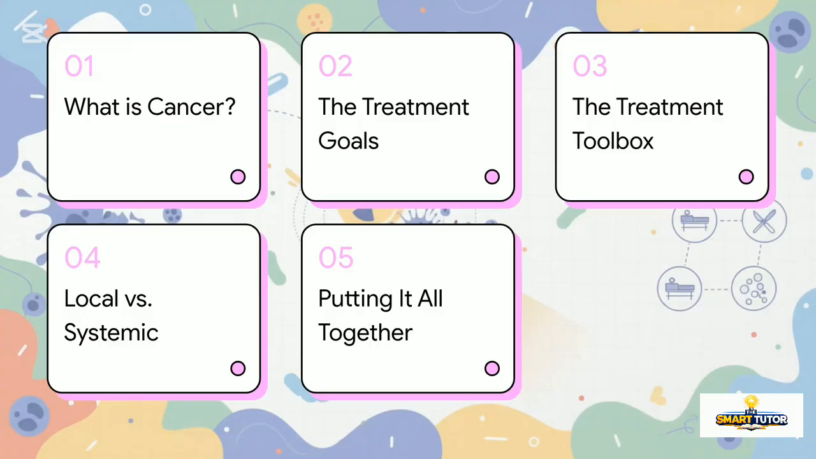So here's our game plan for today. First up, we're going to tackle the big question: what even is cancer? Then we'll look at the 3 different goals of treatment. After that, we'll open up the treatment toolbox to see what's inside, talk about 2 major strategies, and finally, see how it all comes together in a real plan.